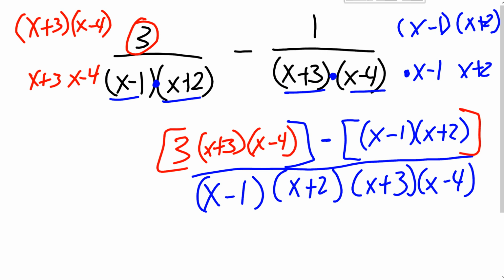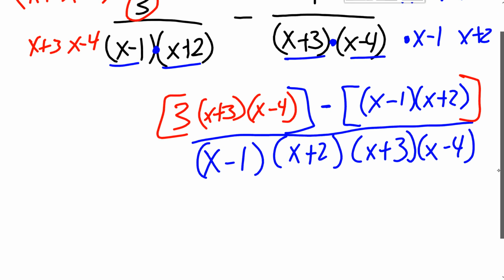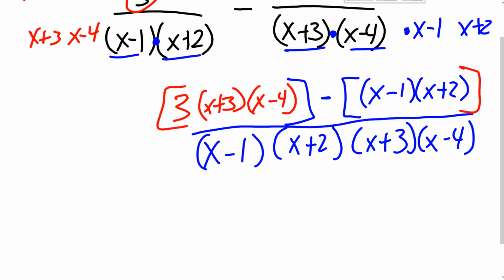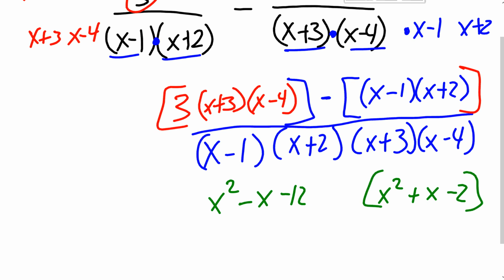Okay, so that's the top, and now we're going to minus the top. So we've got our numerators. And now we can FOIL that out and combine like terms. So we FOIL that out and we get x squared minus x minus 12, and this one is x squared plus x minus 2. This has a negative. I need to distribute a 3 on this one. So you might be confused why I do that. 3 on this one, there you go.